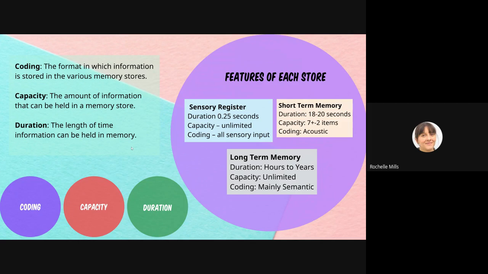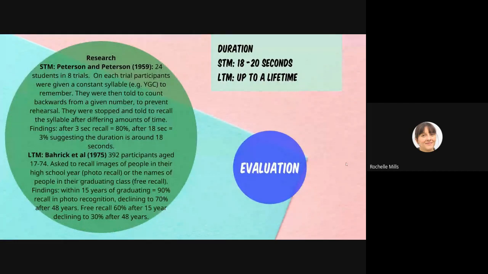Then we've got duration. So next we're going to look at duration, which is the length of time information can be held in memory. And we've got a piece of research for short-term memory and a piece of research for long-term memory here. So for short-term memory, the duration is 18 to 20 seconds, long-term memory up to a lifetime.